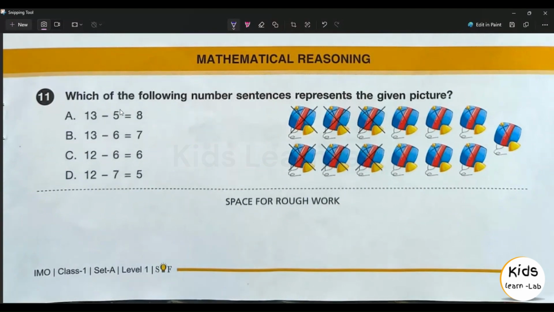Second section, mathematical reasoning. 11th question, which of the following number sentences represents the given picture? 1, 2, 3, 4, 5, 6, 7, 8, 9, 10, 11, 12, 13. So 13 kites are there. How many are crossed out? 1, 2, 3, 4, 5, 6. So 13 minus 6 equals 7. Option B is the right answer.